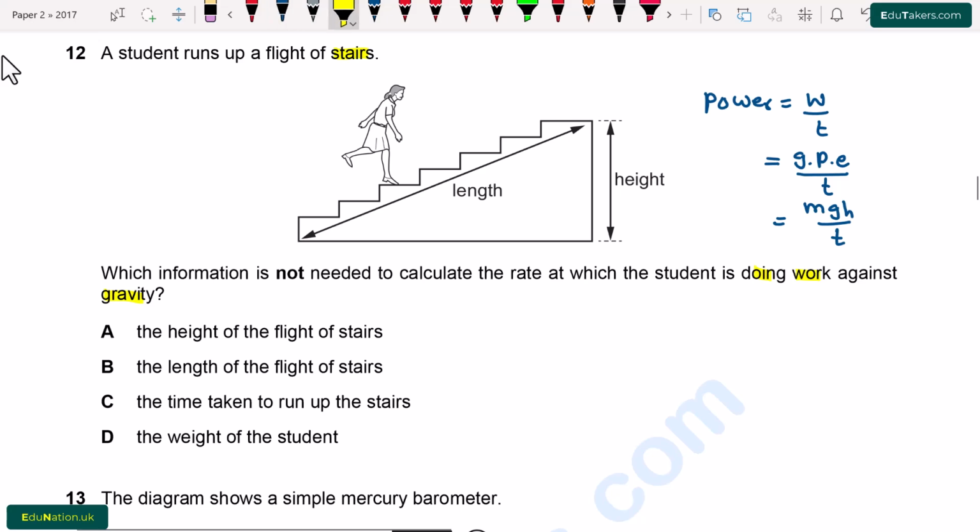Now we see the options. Option A, the height of the flight of stairs. B, the length of the flight of the stairs. C, the time taken to run up the stairs. D, the weight of the student. So first of all, this mg is basically equal to weight, multiplied by height divided by time. It means that weight, height and time is required in order to calculate power, but not the length. So option B is correct from here.